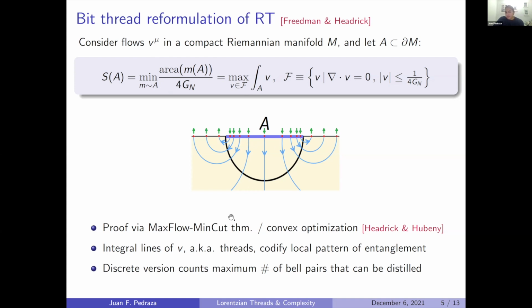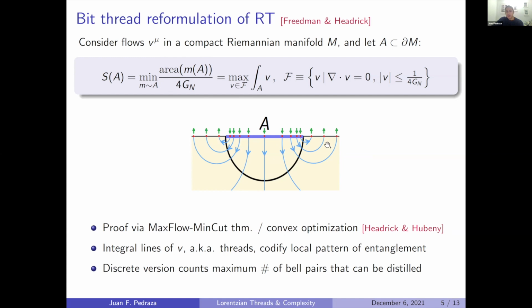So there is a proof of this equivalence. It follows from the continuous max flow min cut theorem. And this can be proved more rigorously using techniques of convex optimization. It was done in a follow-up paper by Hedrick and Headrick.